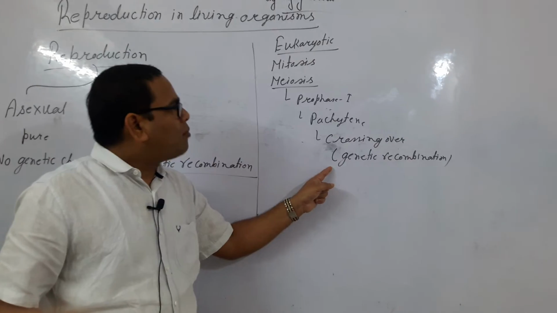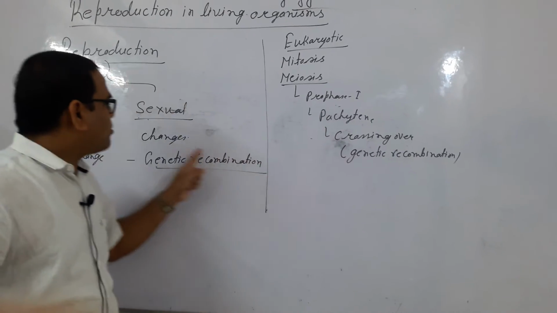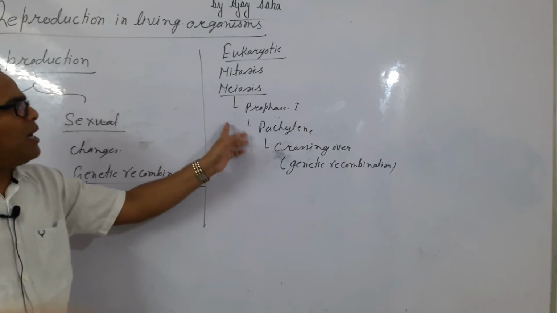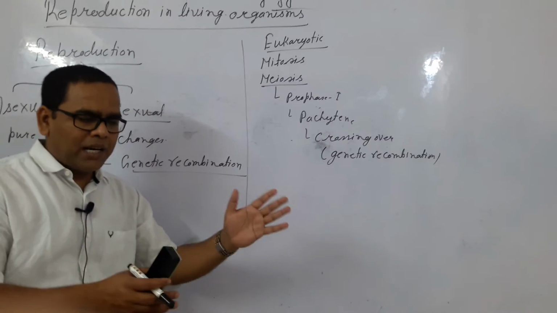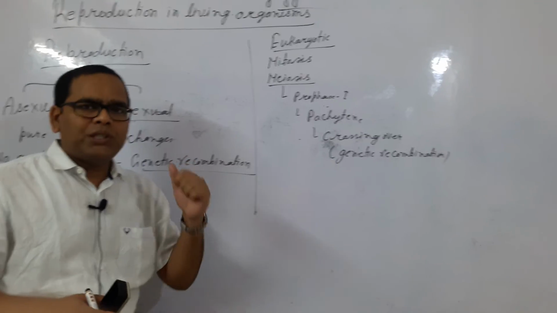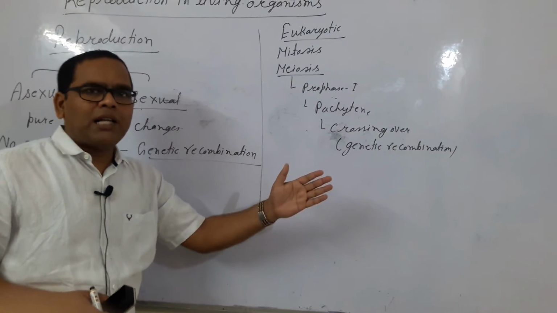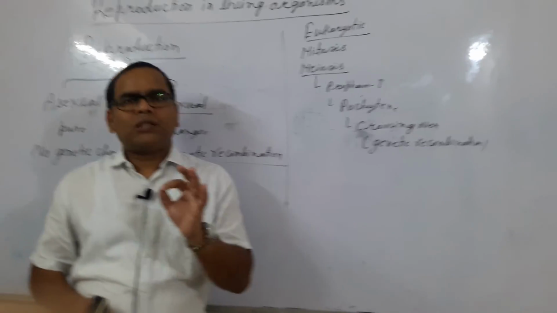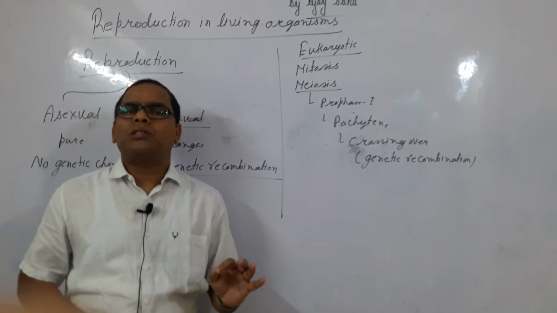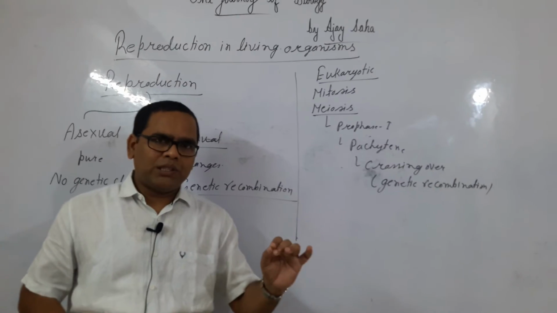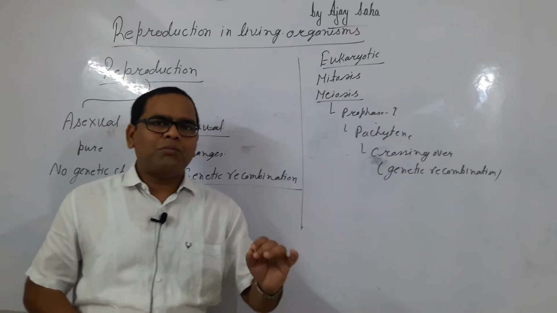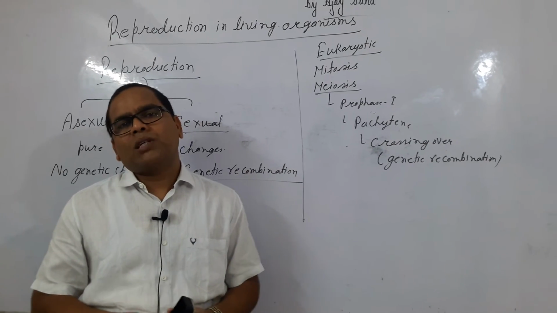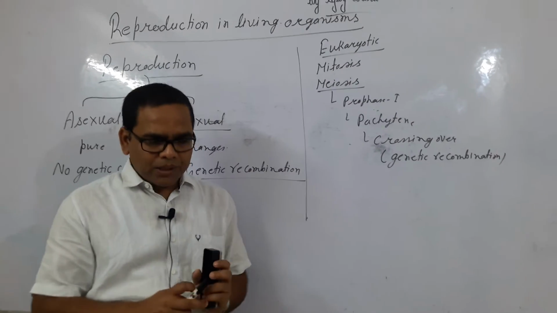So genetic recombination is the main characteristic of sexual reproduction. In eukaryotes, meiosis is the main process representing that sexual reproduction is taking place. Means for sexual reproduction in eukaryotes there must be meiosis, and that meiosis must involve crossing over, as this crossing over is working for genetic recombination.